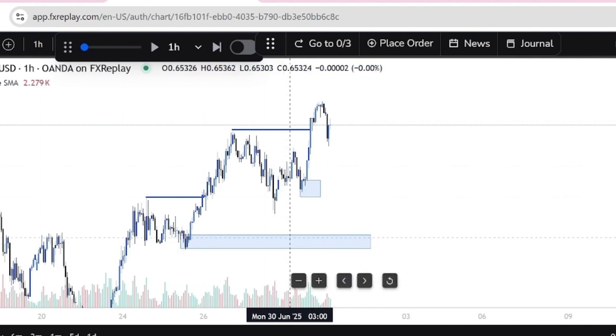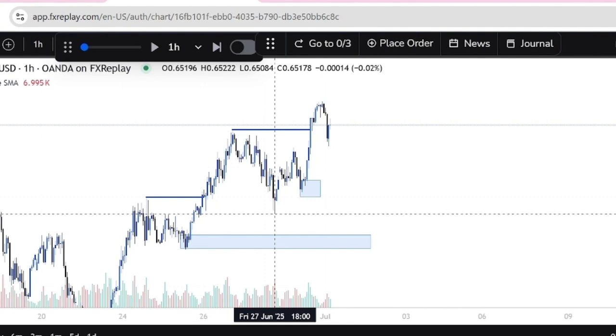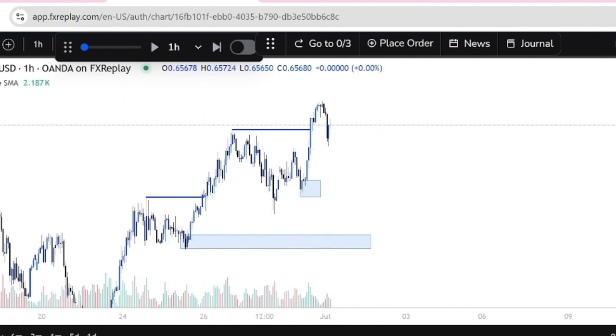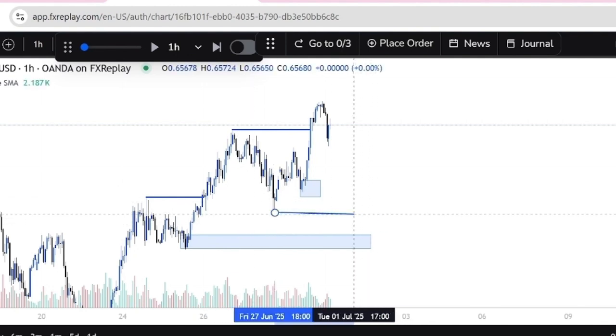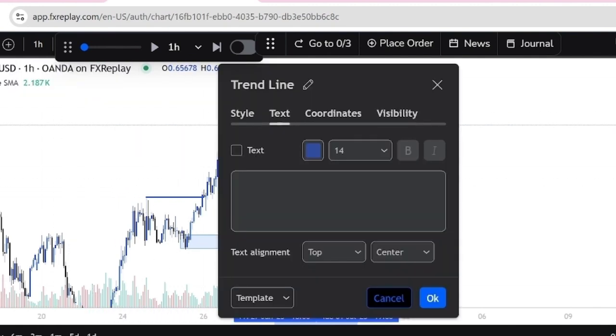Now, if you look at this one, you have this point which will serve as my inducement. I have this wick below here which will serve as my liquidity, making this zone a valid zone for me. So I will end up marking here as my liquidity. Here will be my liquidity.